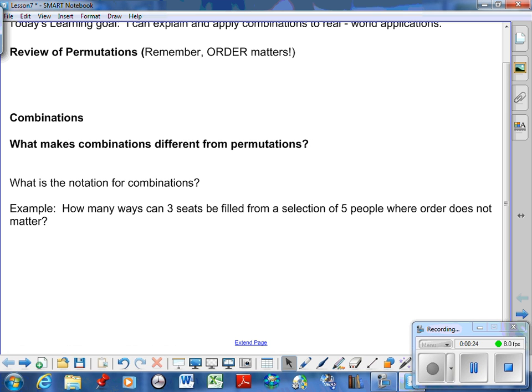So, review of permutations: order mattered, so importantly. Your notation for that, again, was nPr, which could also be written as the permutation of n, r, and the formula for that is n factorial over n minus r factorial. But the big thing for me is that order matters. Okay, very, very important.